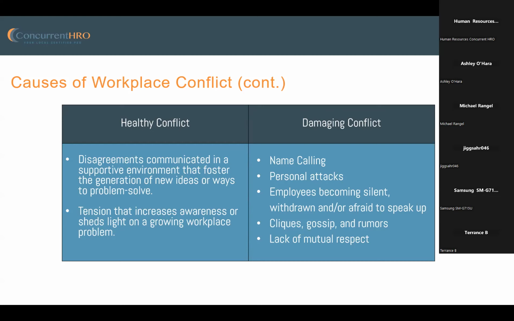What we want to avoid is the damaging conflict, which is in the right column here. This is anything with name calling, any personal attack. The biggest point I'm going to emphasize here is that employees can become silent, withdrawn, and or afraid to speak up. If the conflict is too intense, what you do not want is employees shutting down and that negative conflict to grow from there. It can definitely lead to workplace cliques, gossip and rumors, and an overall lack of respect in the workplace.